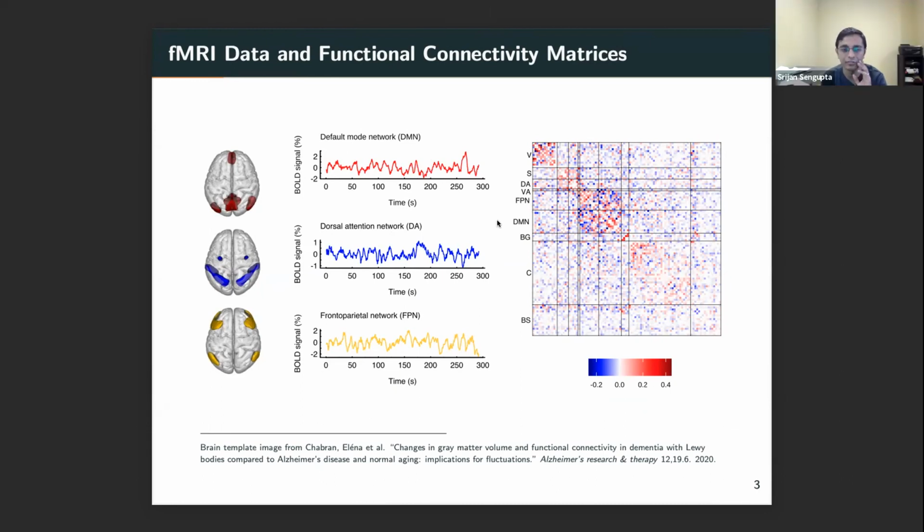Actually, I have a follow-up question to that as well. So what do the colors in your matrix mean then? Yeah, so these are partial correlation values. If you see a red, that's going to be positively correlated. If you see a blue, it's going to be negatively correlated. Okay, so that has nothing to do with the fact that the default mode network is in red and the dorsal attention network is in blue? No.